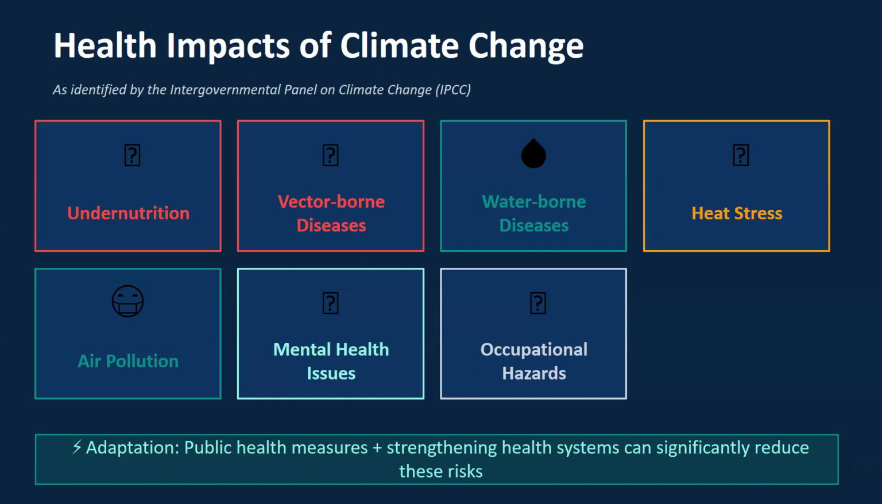So this is again almost a repetition that there is a range of health impacts of climate change, including undernutrition, vector-borne diseases, waterborne diseases, heat stress, air pollution, mental health issues, and occupational hazards.